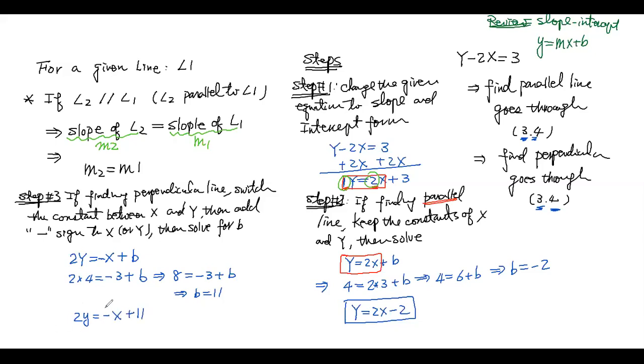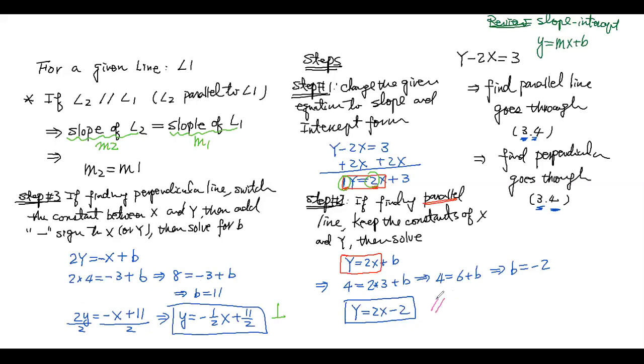But this is not the slope-intercept form, so I will divide both sides by 2. So you will get y equal to negative 1/2 of x plus 11 over 2. So this is the perpendicular line, and this is the parallel line.